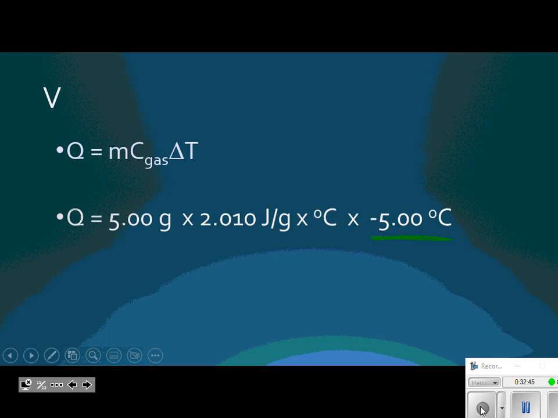So, my M is 5.00 grams. My C of a gas is 2.010 joules per gram times degrees Celsius. Once again, where did I get that C value? Off the chart. Good. And my delta T is negative 5 degrees Celsius. So when I did my math, I got negative 50.25 joules. And the negative tells me I'm releasing energy.